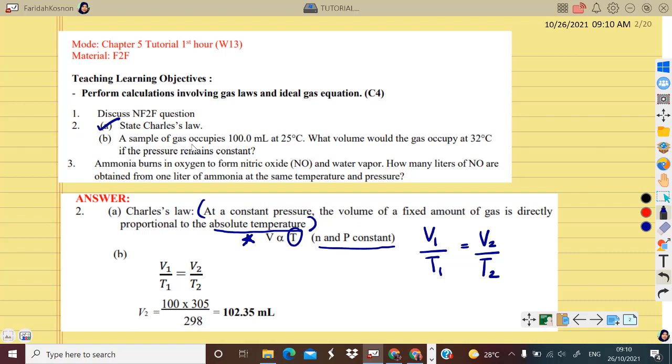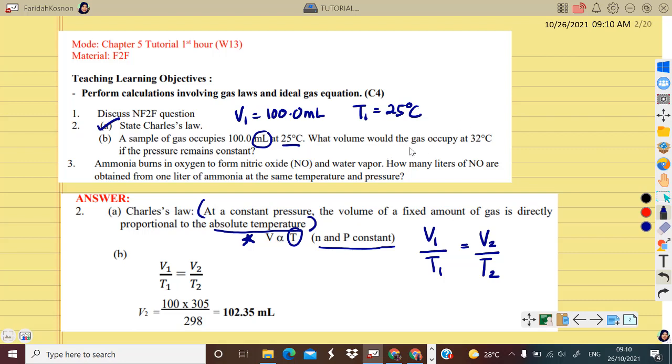We have a sample of gas occupies 100.0 milliliter at 25 degrees Celsius. Okay, what would be the gas occupied at 32 degrees Celsius if the pressure remains constant? Okay, so macam tadi, outline the variables given in the question. Okay, so kita ada unit milliliter kat sini menunjukkan this is volume. So we have initial volume 100.0 milliliter and initial temperature is 25 degree Celsius.